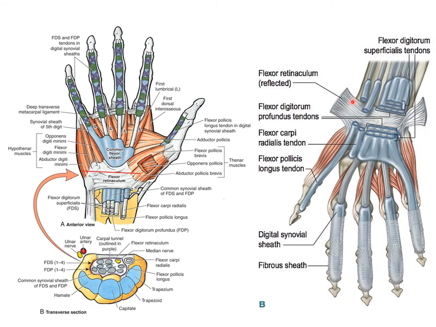In this, we can see the cut ends of the flexor retinaculum and the arrangement of the flexor tendons. This is the flexor pollicis longus tendon. This is the flexor carpi radialis tendon. This is the tendon of flexor digitorum superficialis and the flexor digitorum profundus tendon.